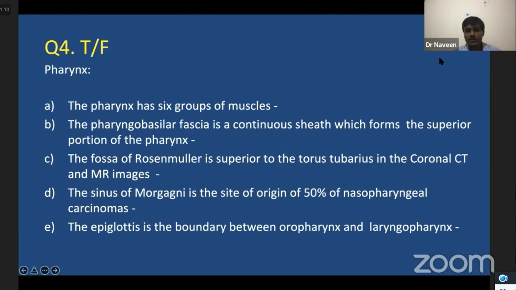True or false? Regarding pharynx: the pharynx has 6 groups of muscles. The pharyngobasilar fascia is a continuous sheath which forms the superior portion of the pharynx. The fossa of Rosenmuller is superior to torus tubarius in the coronal CT and MR images. The sinus of Morgagni is the site of origin of 50% of nasopharyngeal carcinoma. The epiglottis is the boundary between oropharynx and laryngopharynx.